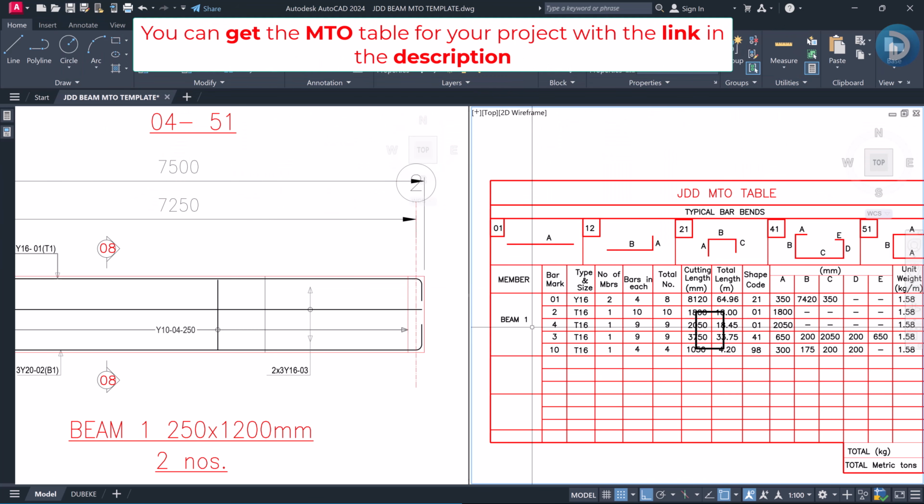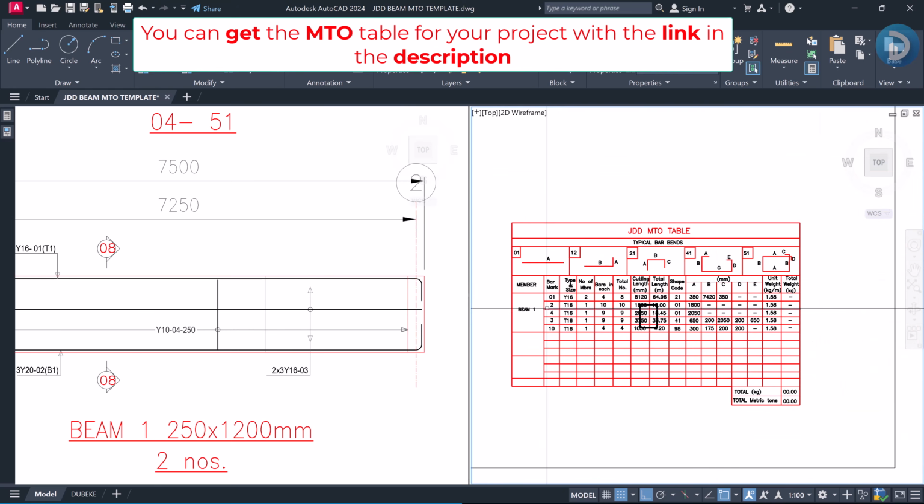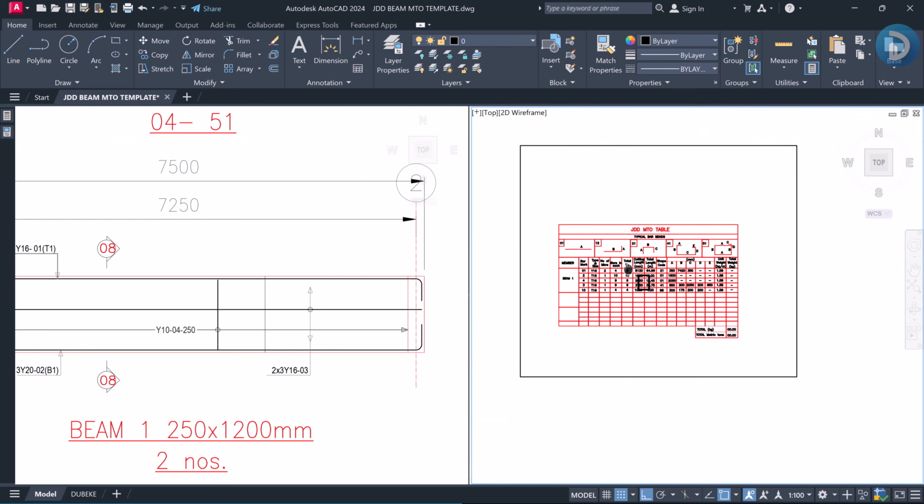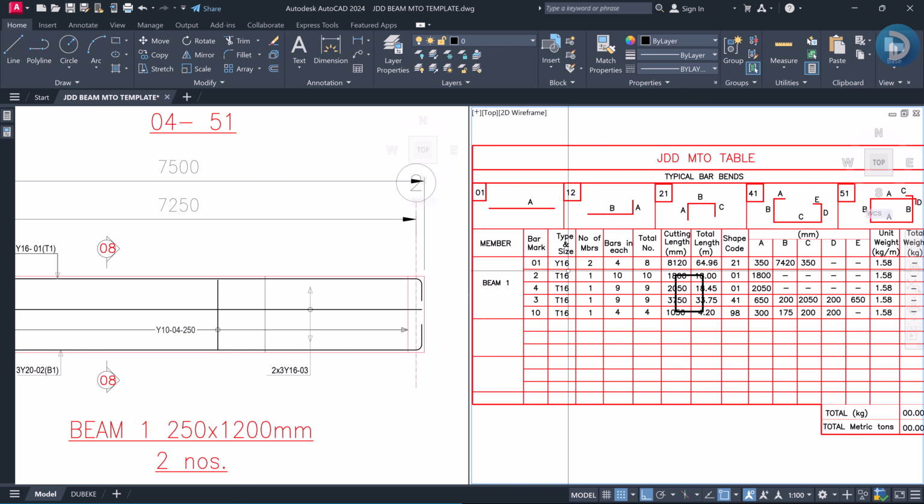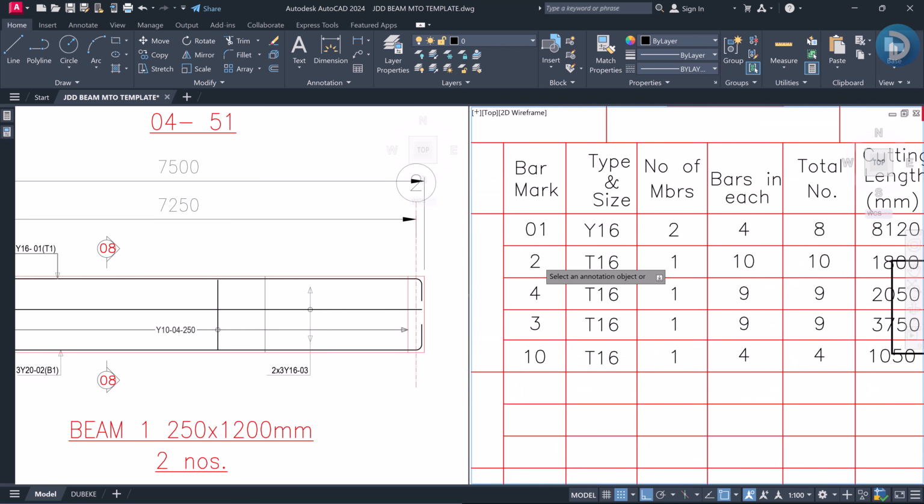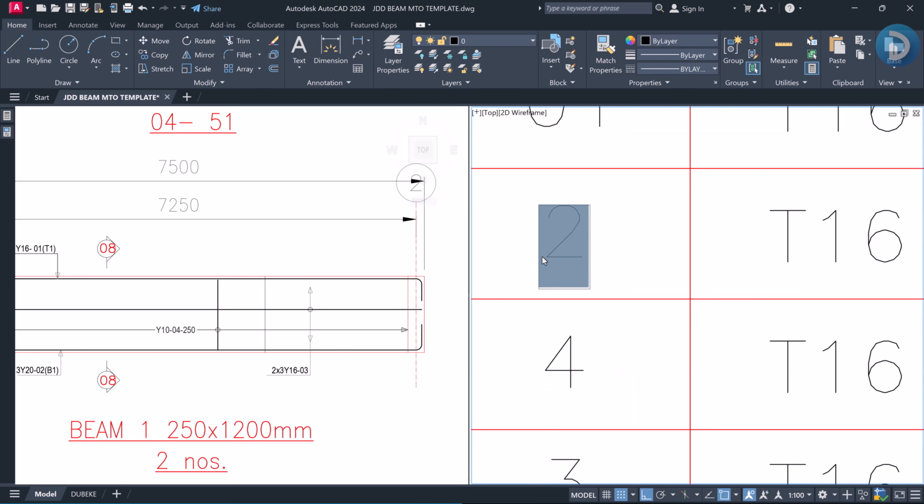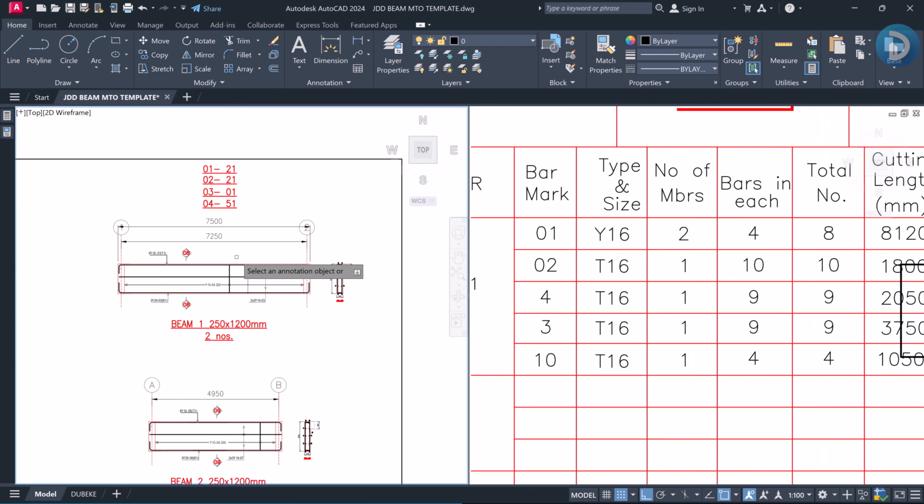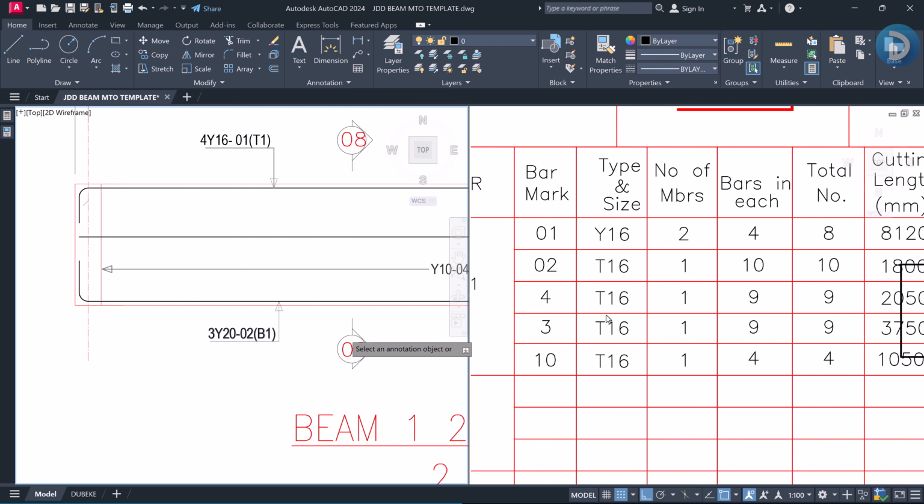Okay, so we'll move on from our bar mark 01, or let's say before we calculate the total weight of this reinforcement, let's get the various properties of these four reinforcements, these four different bar marks. So for our bar mark 02, let's edit this to 02. We have the diameter to be 20 millimeter.